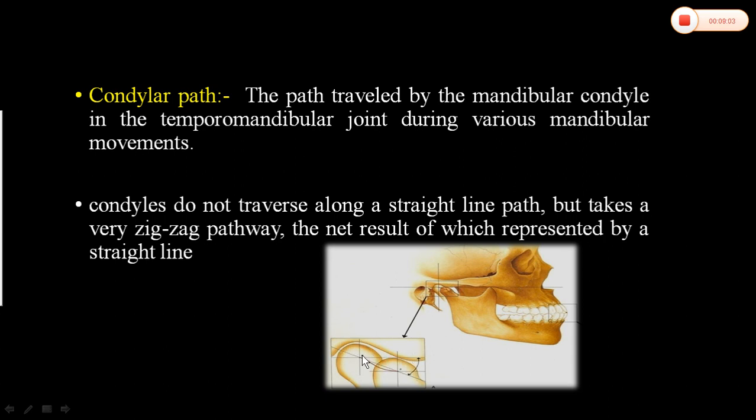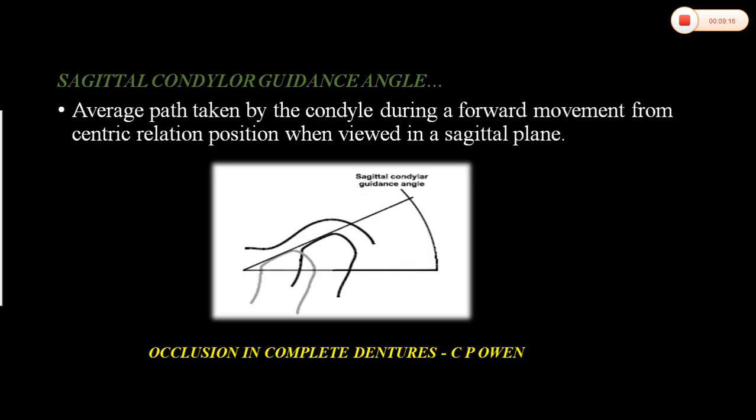Condylar guidance angle is the path taken by the condyle when the mandible is moved in various eccentric movements, during centric, protrusive, and lateral movements. How the condyle is moving against the glenoid fossa and articular eminence. This is important, and it is a factor which is not under the control of the dentist.